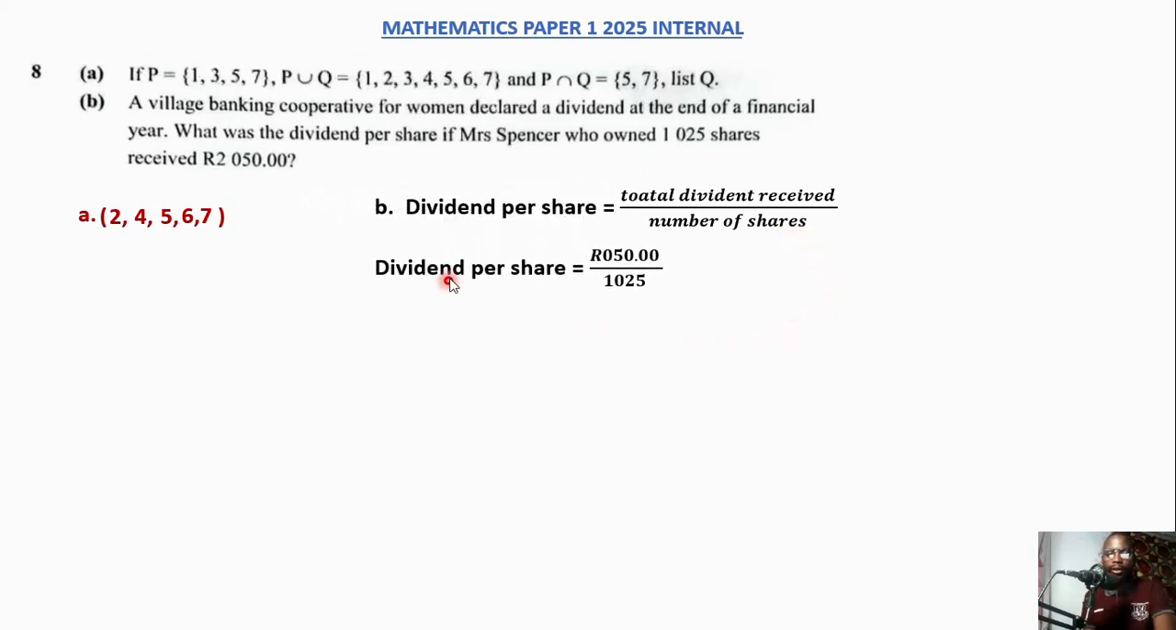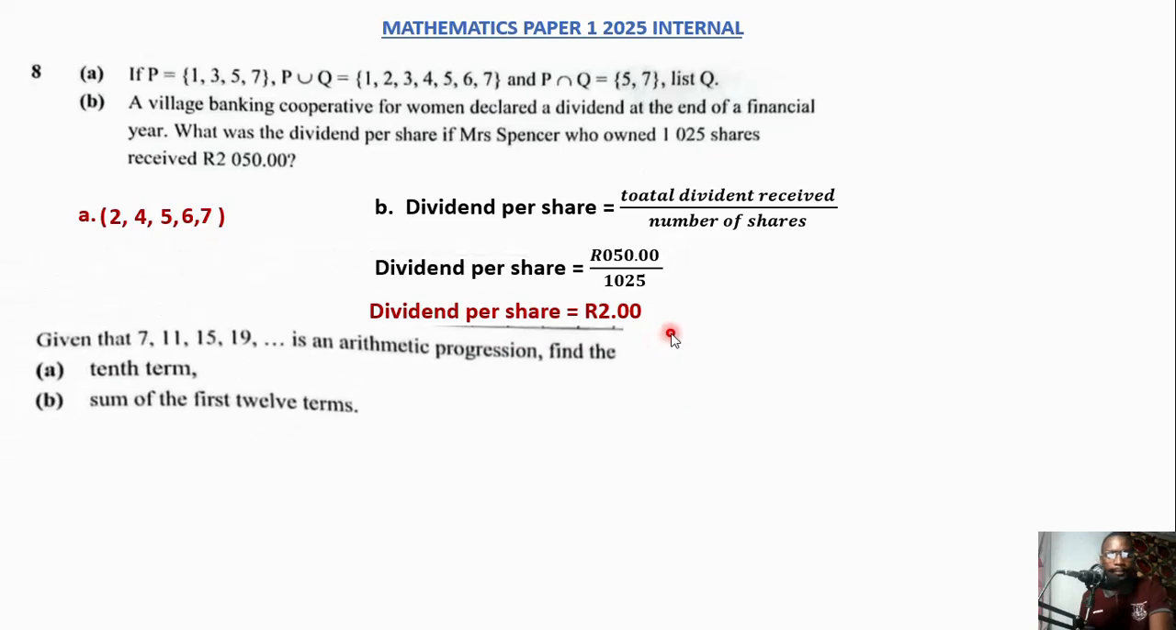All right, now so dividend per share, what was the total dividend received? The total dividend received was this one, which was here. Okay, take note of that. All right, then what about the number of shares? The number of shares is 1,025. All right, so when we divide that, we're going to have 2 rands. Okay, so the dividend per share was 2 rands. As simple as that. You don't even need to waste your time here. You just need to follow that simple formula.